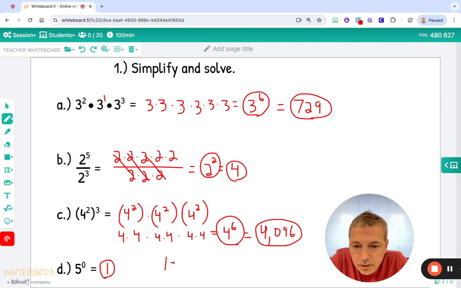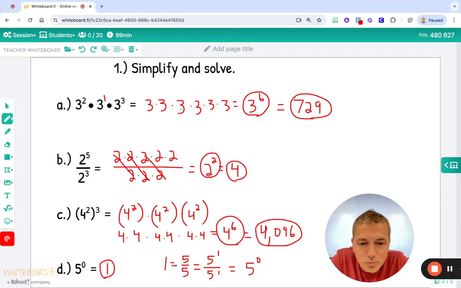So 1 is equal to 5 over 5, right? That's true. 5 over 5 is equal to 1. Well, another way to write 5 over 5 would be 5 to the 1st divided by 5 to the 1st. Well, we learned up here that when we have the same base and we're dividing, we can subtract the exponents, right? Well, 1 minus 1 would be 0. So another way to write that would be 5 to the 0. So this shows why 5 to the 0 does equal 1. But you can just remember the rule, right?